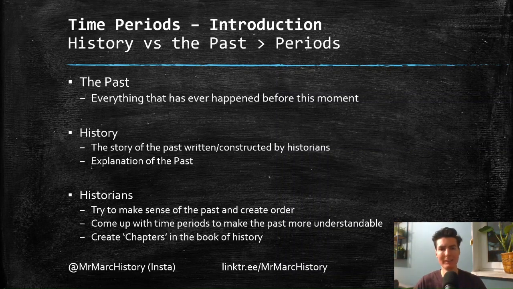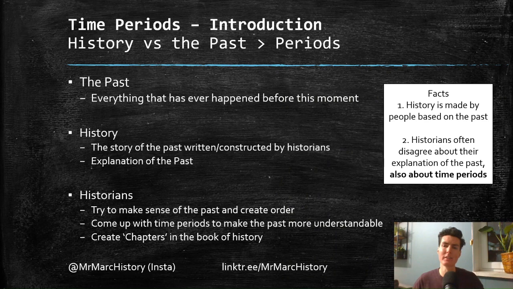So what do historians do then? What's their role? Well, they try to make sense of the past. They look at the past and try to explain it and create some kind of order in there. And they are the ones that come up with time periods to make the past more understandable. Let's say they created the chapters in the book of history. They are the ones who decide what is a chapter and why are we making that a chapter.